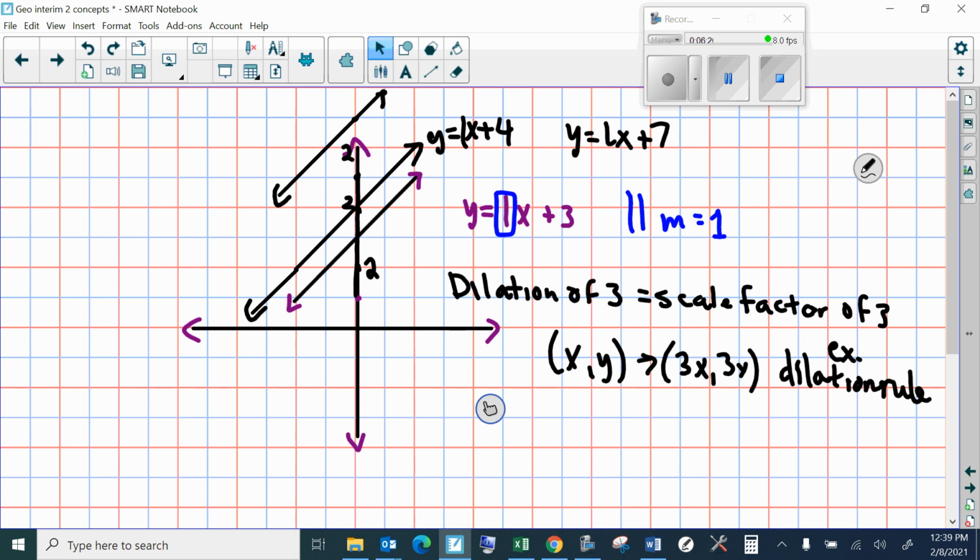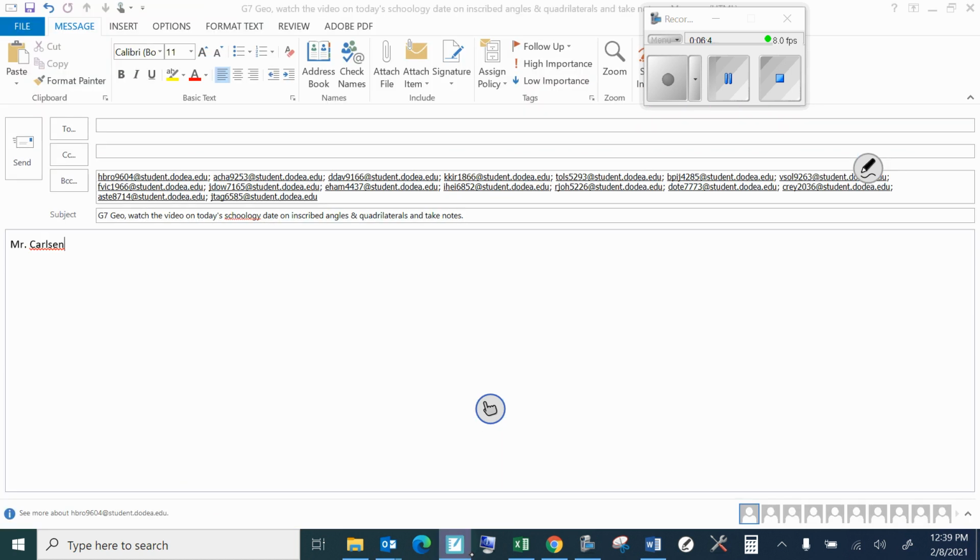If the center of dilation was on the line itself, there or there, it doesn't move at all. It's the exact same line. So just know that. The center of dilation is on the line itself. It's the exact same line, which then would be y equals x plus 3.